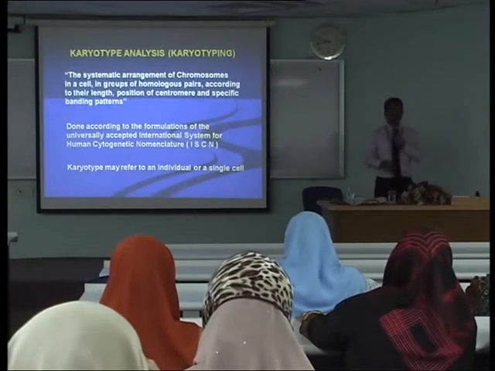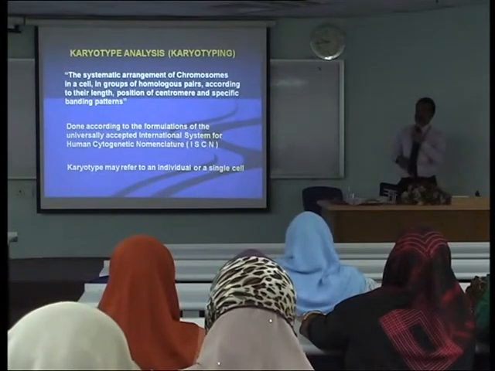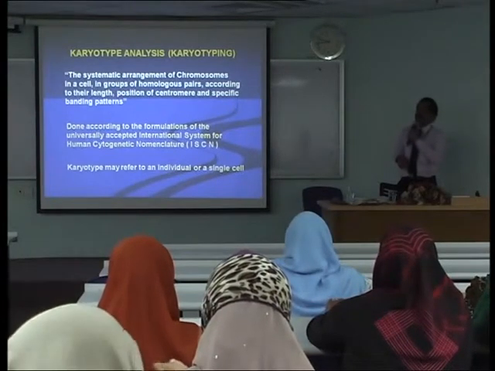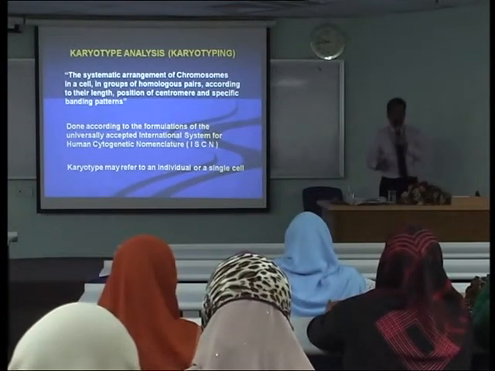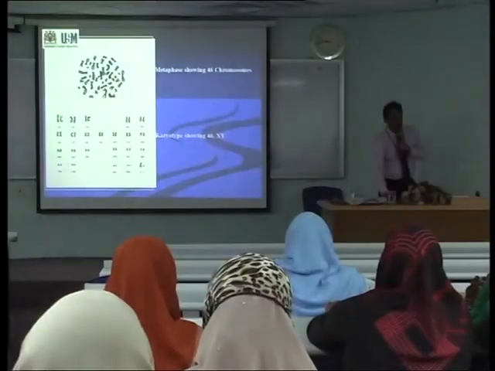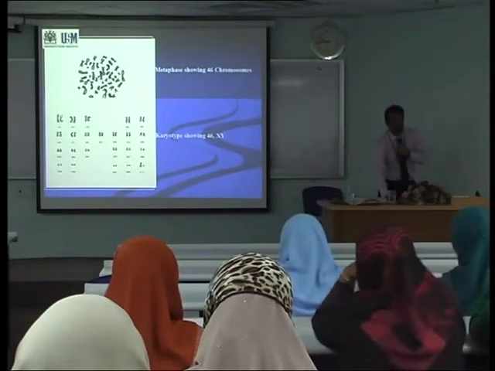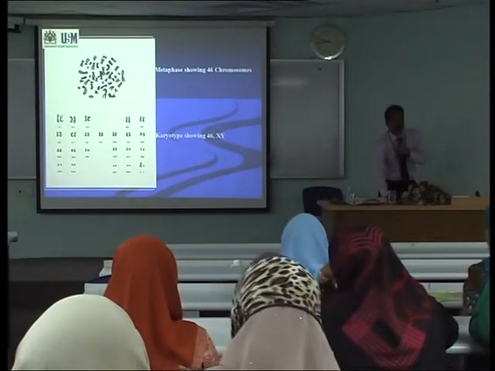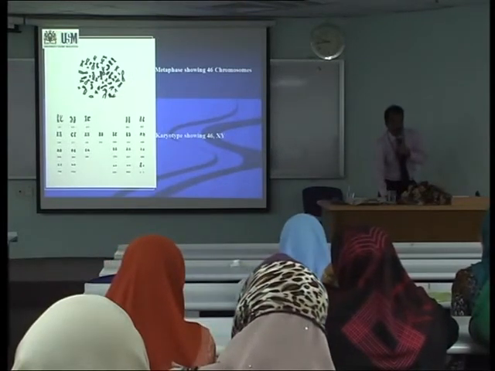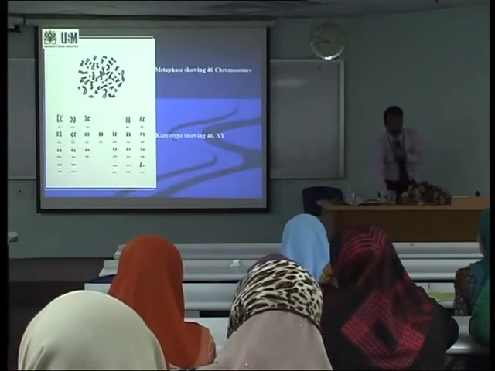So this systematic arrangement of the chromosomes from a cell in groups of homologous pairs according to their length, position of centromere, and specific banding pattern is known as karyotyping. This process is known as karyotyping. So this is how a metaphase will look under the microscope. You can easily count the number of chromosomes by looking under the microscope. Then after that, we have to arrange like this. This we have to do using software attached to the microscope.